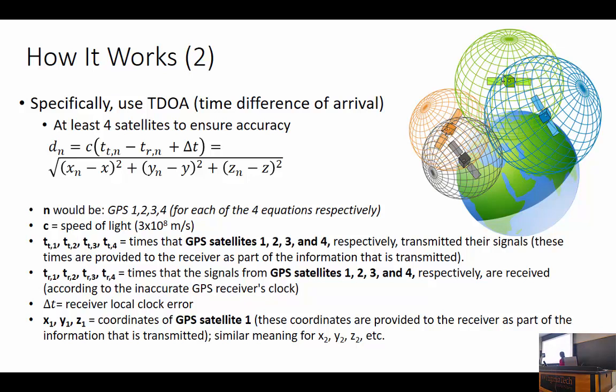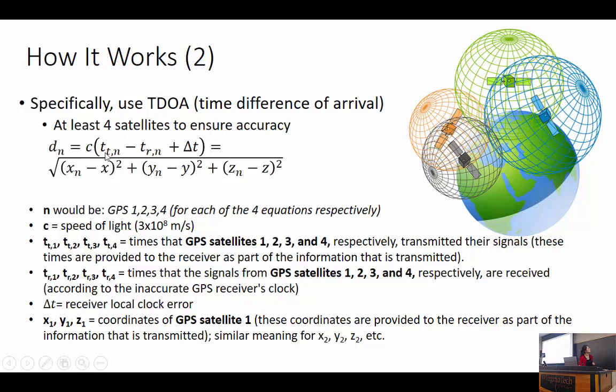Mathematically, this means that if you have views to at least 4 satellites, then the distance between this particular GPS receiver and the satellite can be computed. Here n represents the index of the GPS satellite. So between the GPS receiver and the nth satellite, where n can be 1, 2, 3, 4, the distance between the receiver and the satellite equals the speed of light, which is c, times the time it takes to travel from that satellite to the receiver.